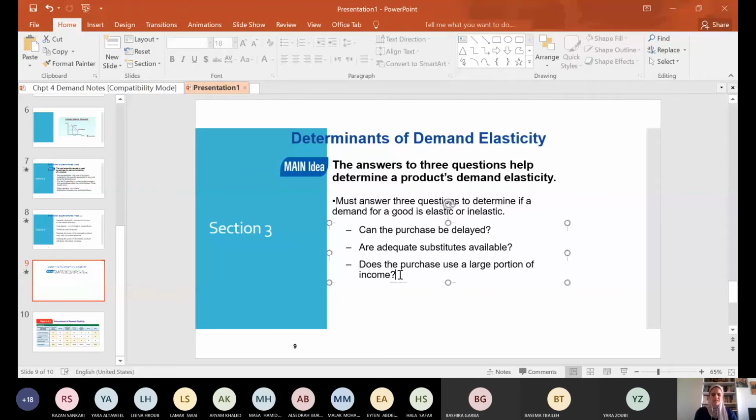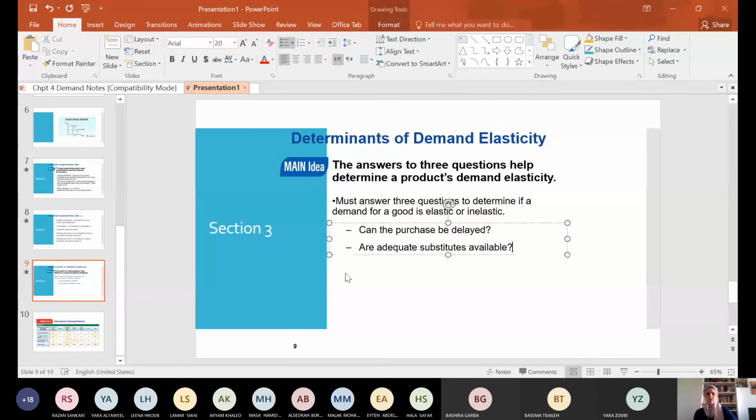I will tell you, leave this question. These are enough for you. So make it two questions. You must ask two questions. Can it be delayed? If I can delay buying the car now, it is elastic. If I can find another brand, it is elastic. When there is substitution, elastic.